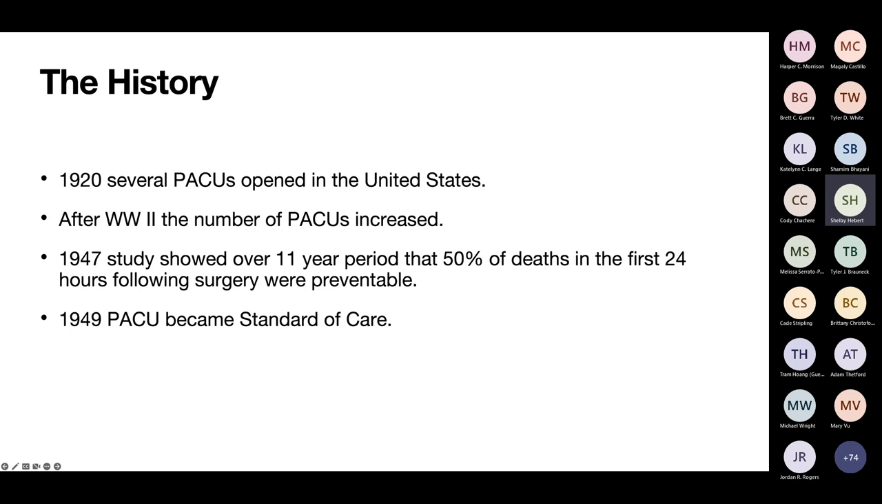A study in the 40s showed that over an 11-year period, 50% of the deaths in the first 24 hours were preventable. So if you think back to other things we've talked about, we really focus on potentially preventable deaths. We can't fix everything, but this indicates that 50% of people probably would have lived if they'd had better care or monitoring. So in 1949, the post-anesthesia care unit became the standard of care.